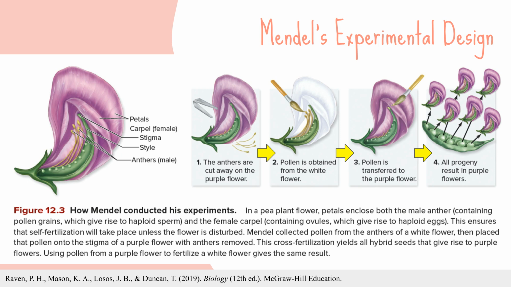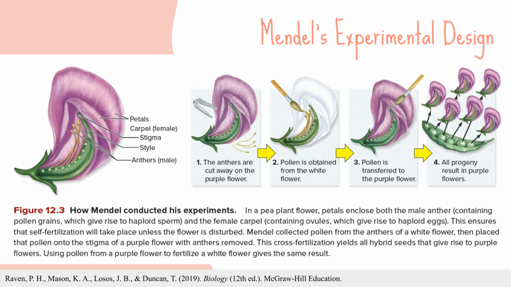Pea flowers normally self-fertilize because the male anthers and female carpel are enclosed within the same flower. To prevent this, Mendel first removed the anthers from a purple flower, eliminating its ability to produce pollen. He then collected pollen from a white-flowered plant and carefully transferred it to the stigma of the purple flower. This ensured that fertilization occurred only between two plants with known traits.